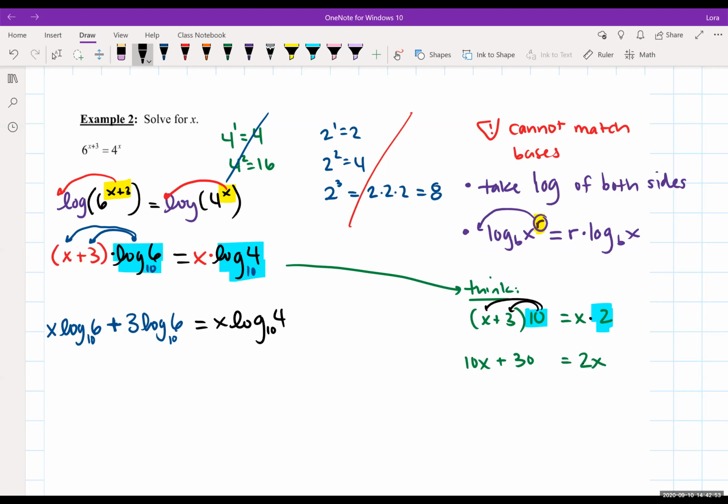Now, there's a lot of logs going on, but keep in mind this simpler example we have off to the side. What would you now do if you were solving 10x plus 30 equals 2x? If you thought maybe I'll collect the variable terms on the same side, you are correct. You'd be subtracting the 10x from both sides. So what does that look like with our corresponding log equation? We're looking at the terms that have the variable x involved, trying to collect them on the same side. That would involve me subtracting x log base 10 of 6 from both sides.